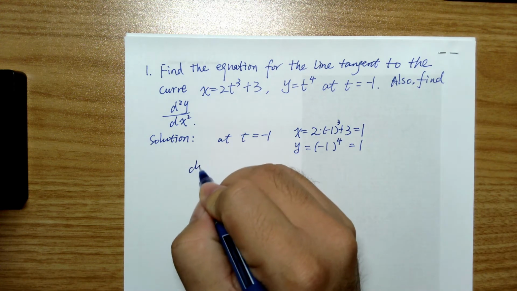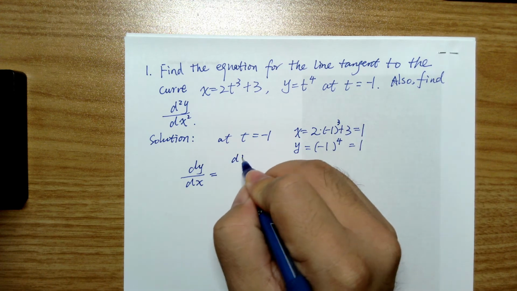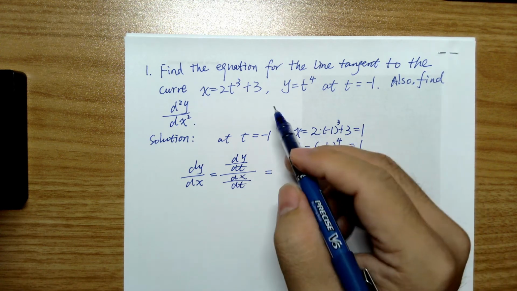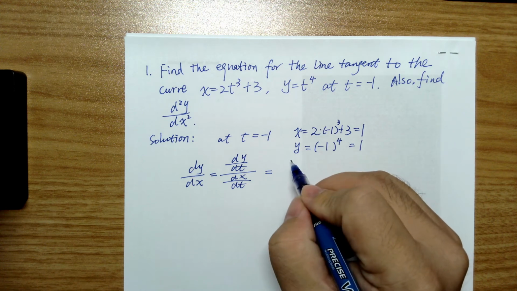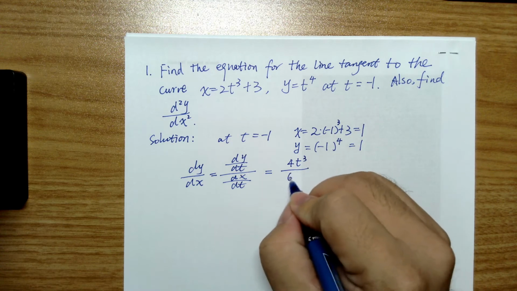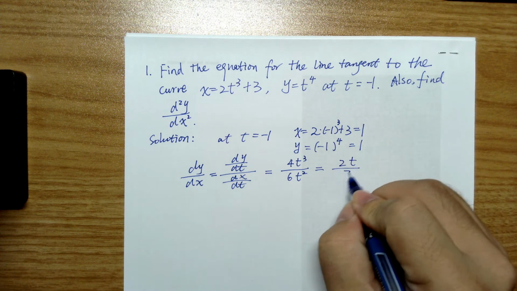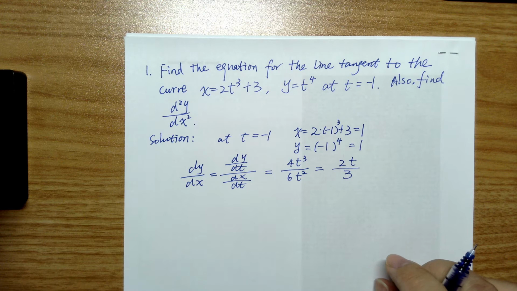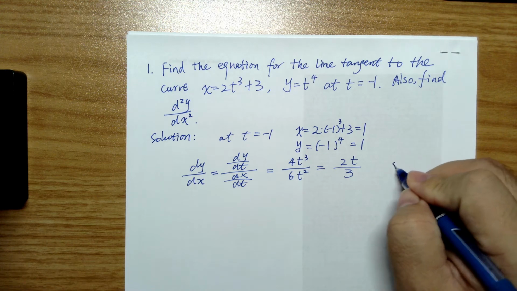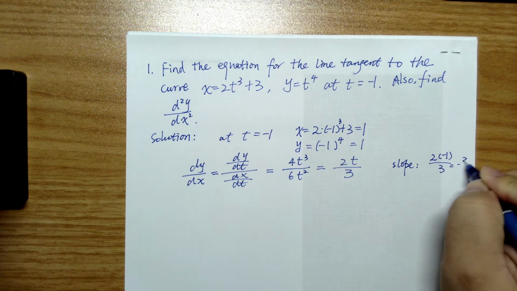And so the dy/dx related to the parametric equation is dy/dt over dx/dt. That gives us 4t cubed over 6t squared. Turns out we have 2t over 3. Okay, 2t over 3. So evaluate at t equals -1. So the slope will be 2 times -1 over 3, which is -2/3.